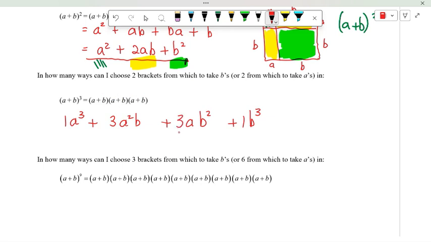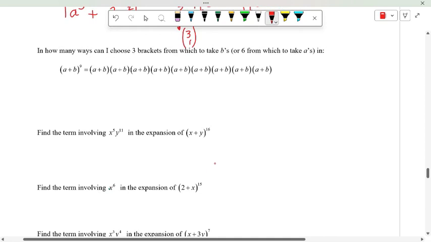This number over here, what I'm looking for is 1 bracket from which to take an A, out of 3, and that will just be a combination. It'll just be 3 choose 1. It could also be 3 choose 2, because remember we've already discussed that 3 choose 1 is the same as 3 choose 2. When you choose one thing from 3 things, you're inadvertently leaving behind 2. So the number of choices, the number of groups, will be exactly the same. Okay, now this has got cool application for something like this.